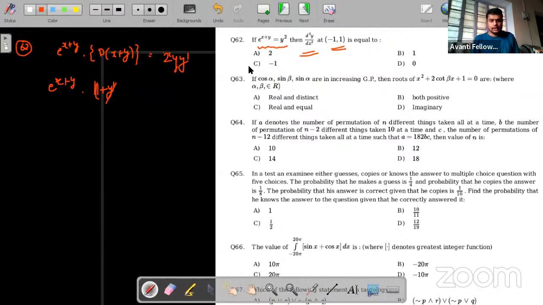I think there is some lag. Wait a minute, I'll solve it on the next page.